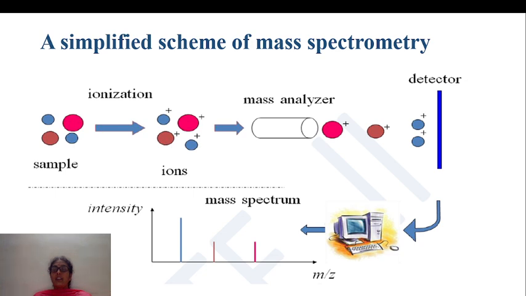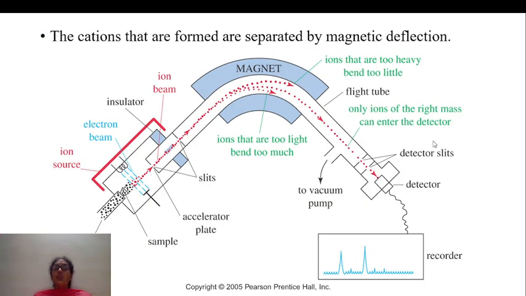Then software is connected to the detector. This software gives different peaks based on their size and mass. This is called the m/z ratio, where m/z means mass and charge. So this is the overall equipment.